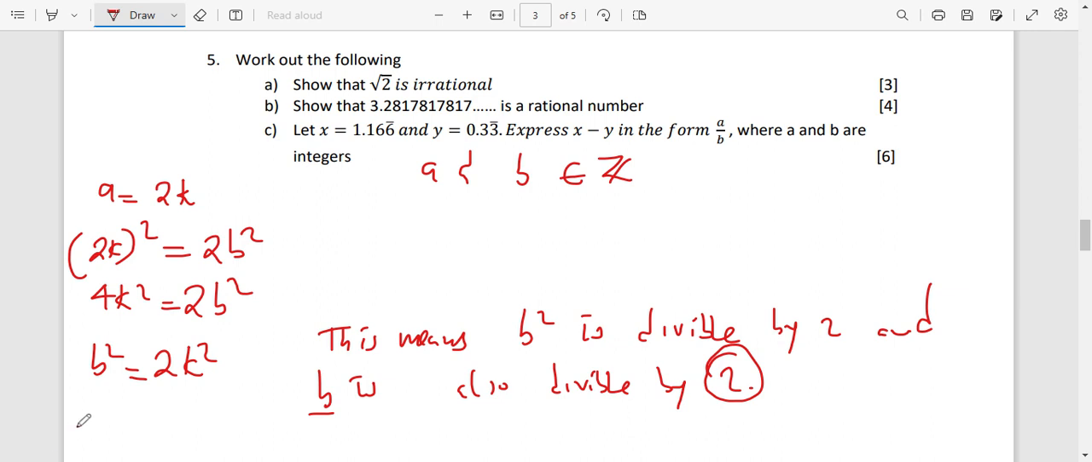So at the end, we are going to conclude, since A and B are both divisible by 2, this violates our assumption that A and B are co-primes. Therefore, square root of 2 is irrational. That is how we get to show that. Since A and B are both divisible by 2, that violates our assumption that A and B are co-primes. Therefore, root 2 is irrational.